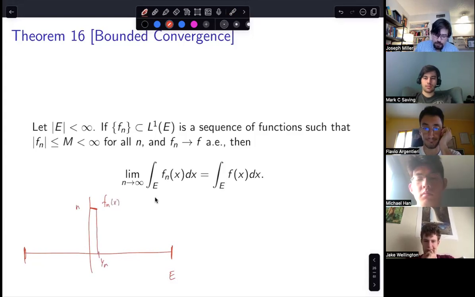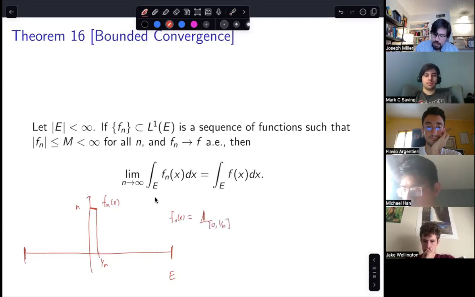So this is f of x, this is x. So fn of x is equal to this. So it's the integral from 0 to 1 over n of n. And so this is not a bounded sequence, right? For any positive number, I can always escape past it. And when I take a limit as n goes to infinity of fn of x, what is this?